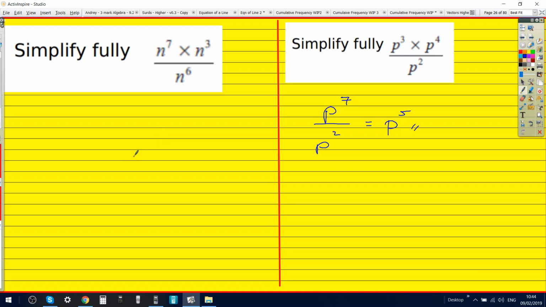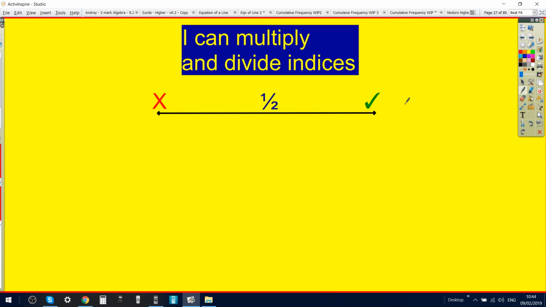Top left. Okay. So would it be n to the power of 10 divided by n to the power of 6, and that would equal n to the power of 4. That's it. I can multiply and divide indices. Tick.